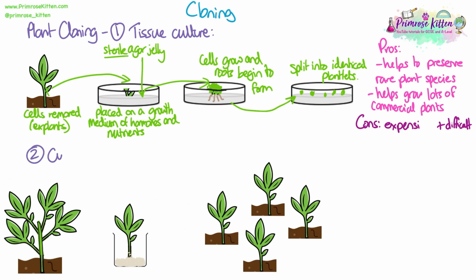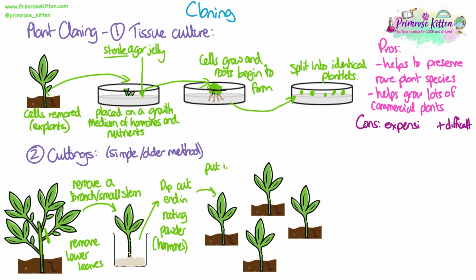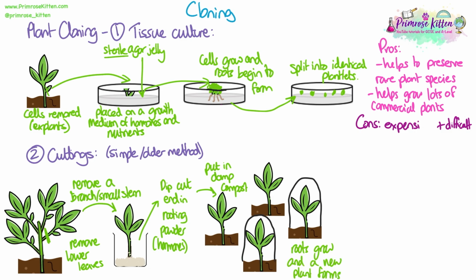The other form of plant cloning is through cuttings. This is quite simple and quite an old style of doing this that's been done for a long time. So in this case, you remove a whole branch or a small stem from a larger plant. Then you remove the lower leaves and the cut end is dipped into rooting powder, which contains growth hormones. Then you put each of these cuttings into damp compost and the roots begin to grow and a new plant will form. You can also cover them in plastic, like a plastic bag, in order to improve the growth. It keeps them warm, it keeps the air around them humid, and it helps to encourage root growth.